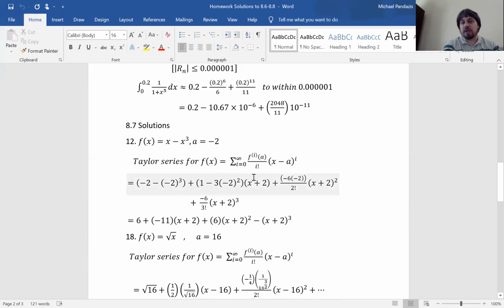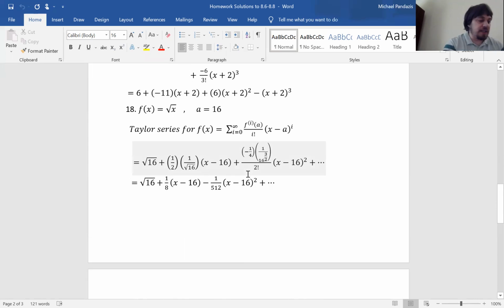And so you just go term by term and you do the arithmetic, and you get 6 plus negative 11 times (x plus 2) plus 6 times (x plus 2) squared minus (x plus 2) cubed. So that's number 12. Okay. Number 18, it says, find the Taylor series for f of x centered at the given value of a. So you have f of x equals the square root of x, a equals 16.